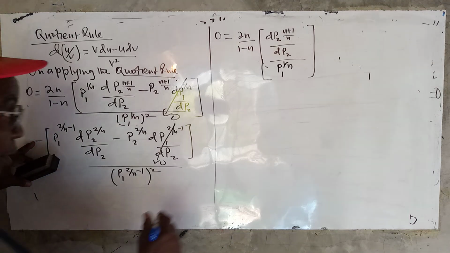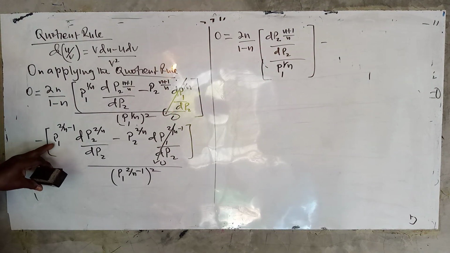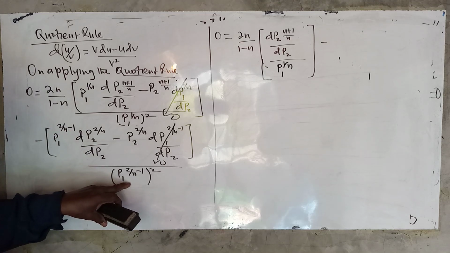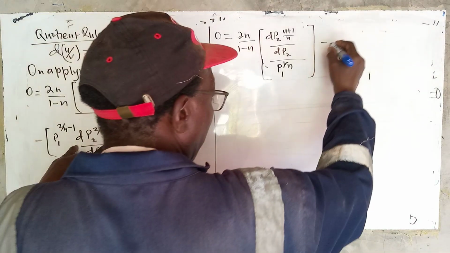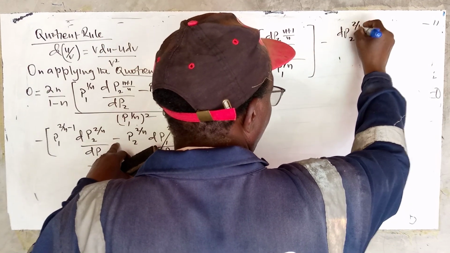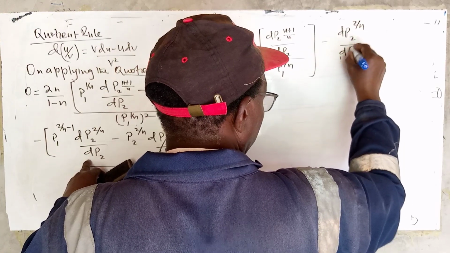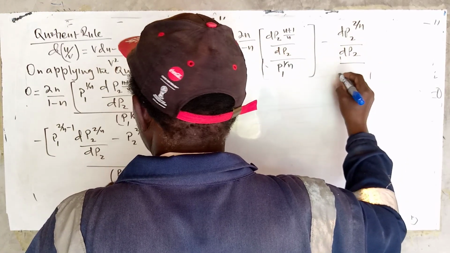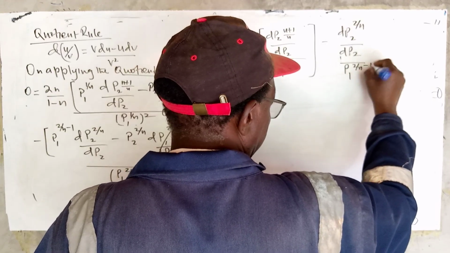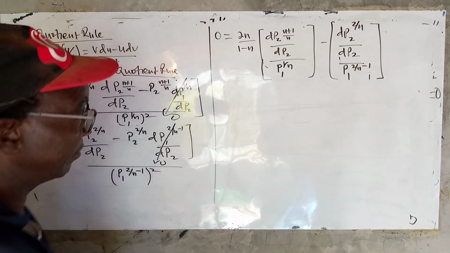And so in the other simplification now, we have again this p1 raised to power 2 over n minus 1 will divide by that, so we'll be left with dp2, 2 over n, dp2 over p1, 2 over n minus 1. This is the term we have.